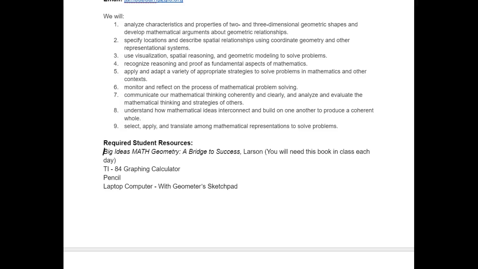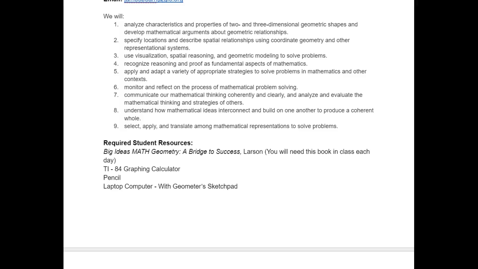The book is The Big Ideas Math Geometry Book, A Bridge to Success. It's by Larson. You're going to need the book each day. Chances are some of you may be using this as a digital copy, so we're going to dig in and make sure that that's all happening the next day or so. So bear with me on that.